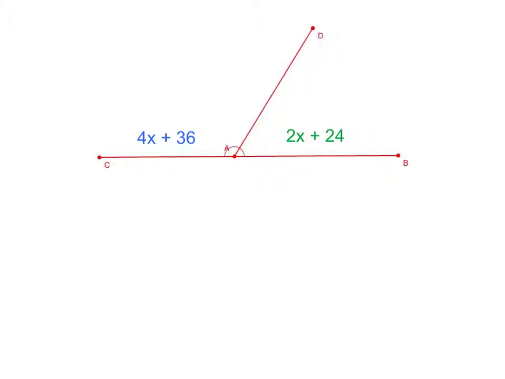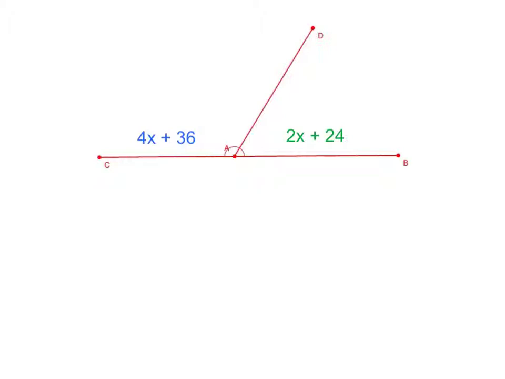This is where we introduce the algebra to it. We say 4x plus 36 is this. We say 2x plus 24 is this. So what we want to find out is, are these angles together 180? Well, we know they're 180. The question is, how do we put that together as an algebra problem?